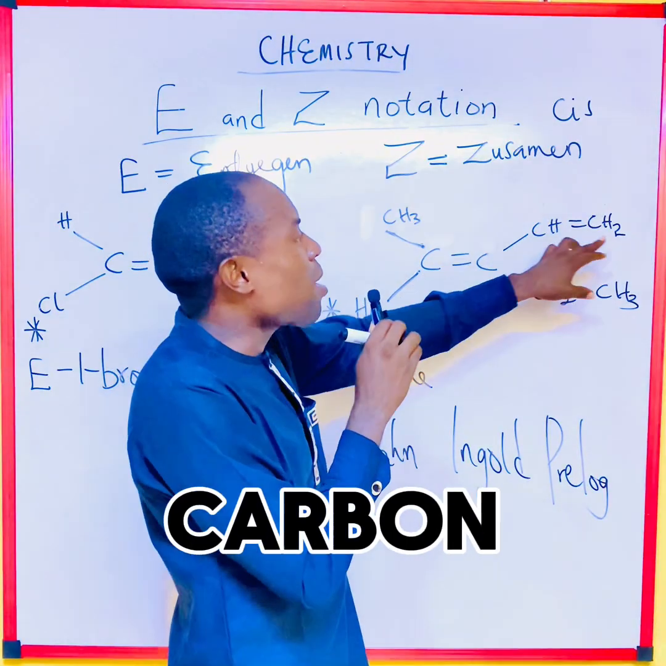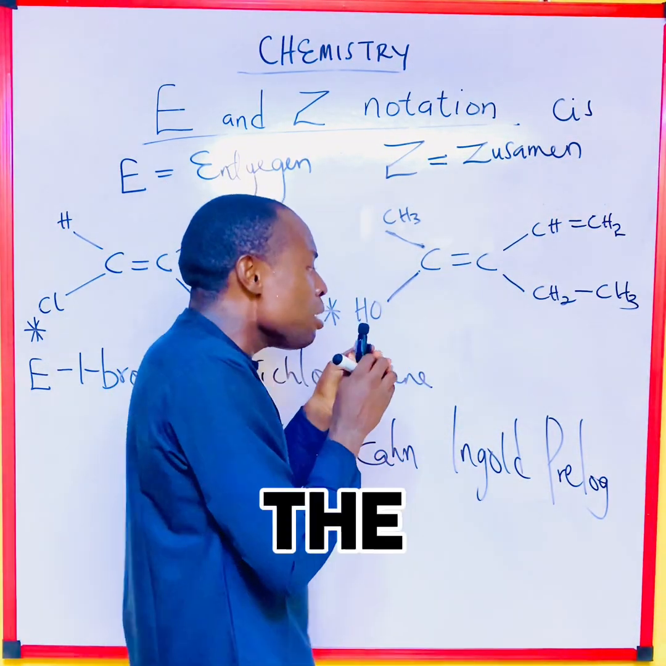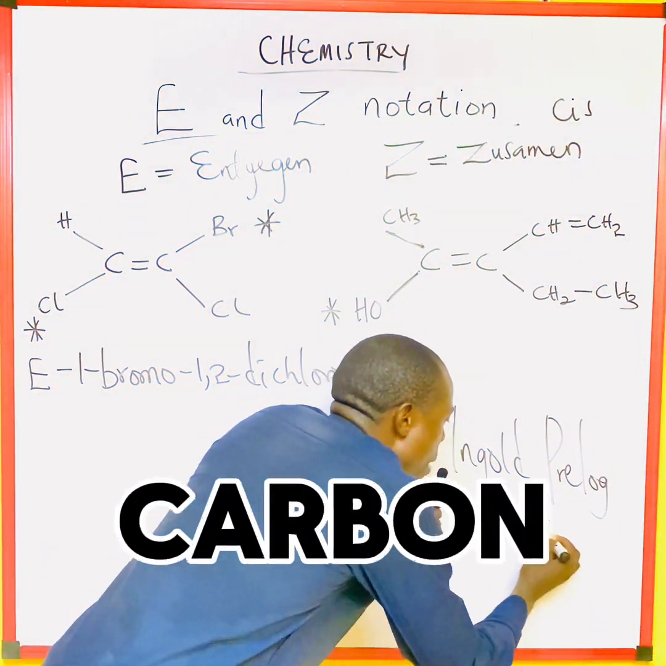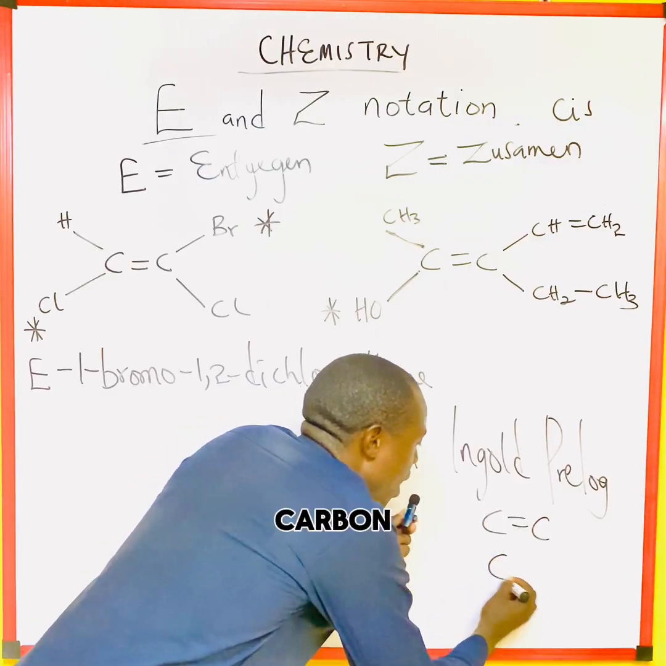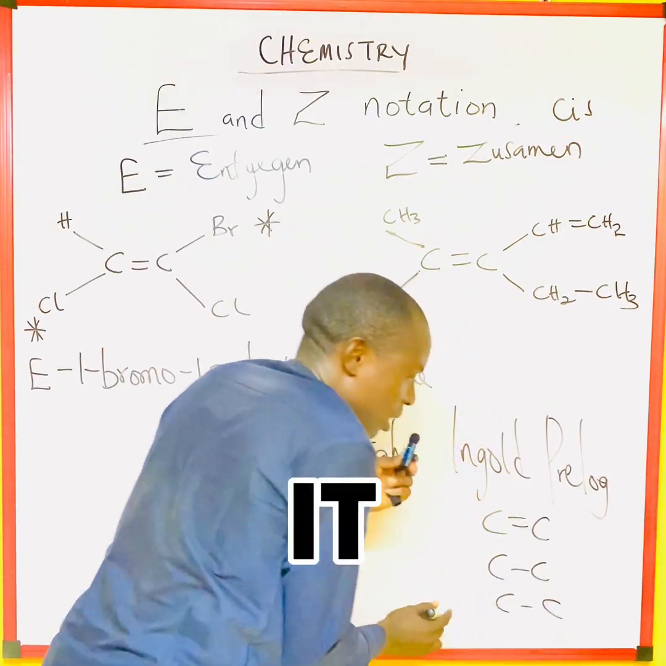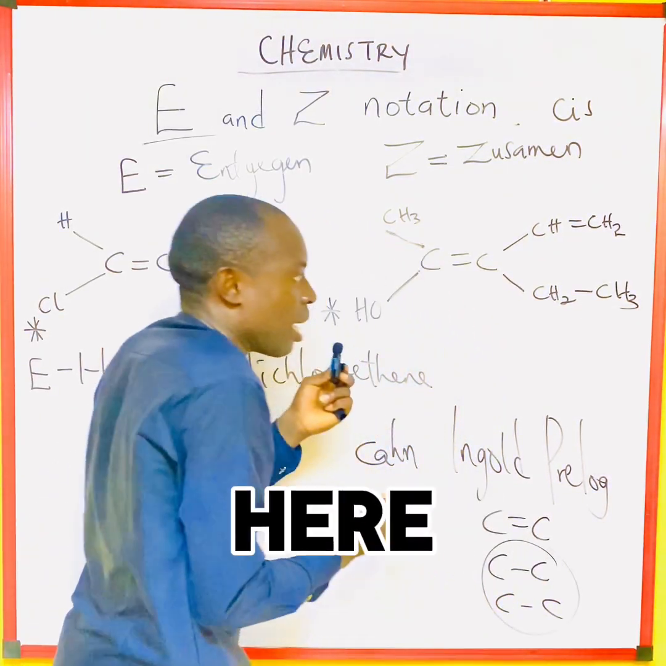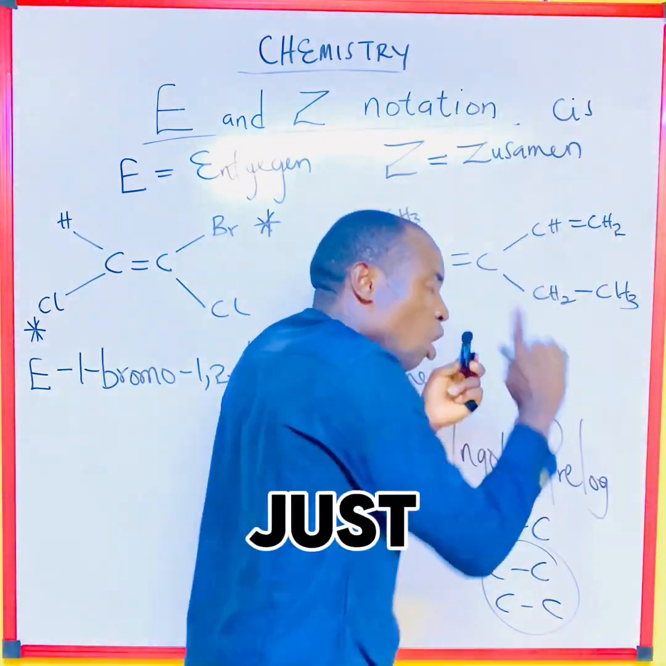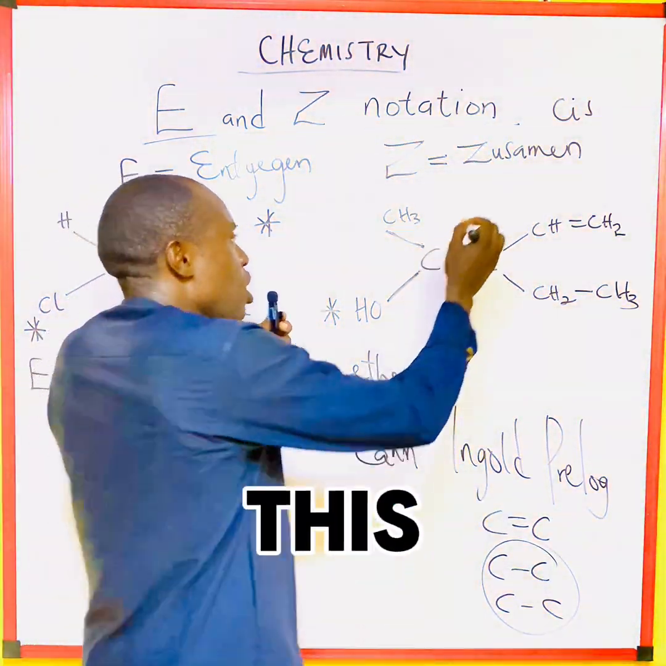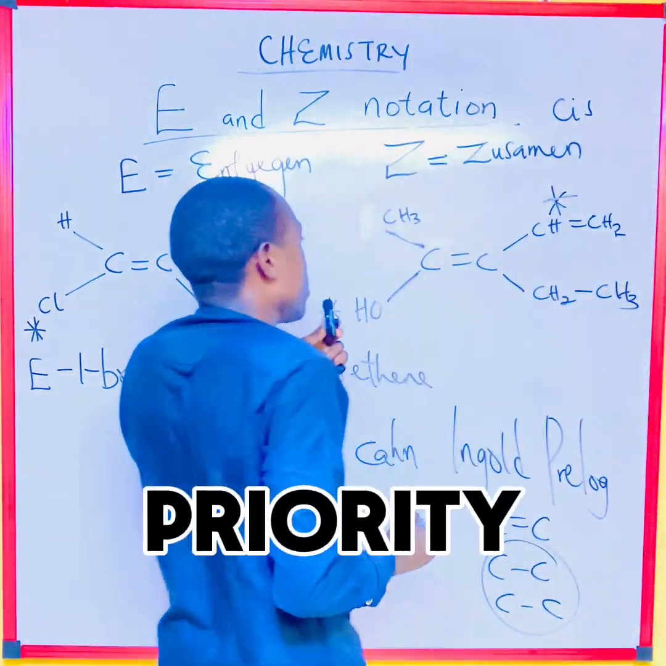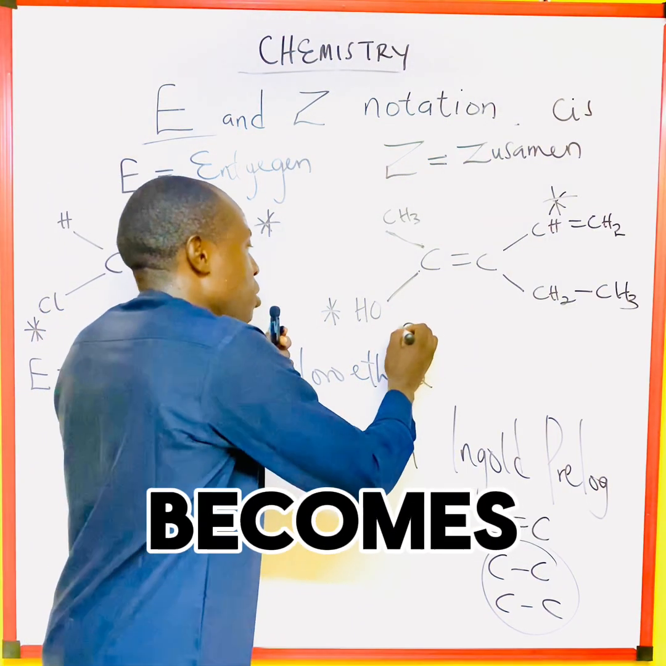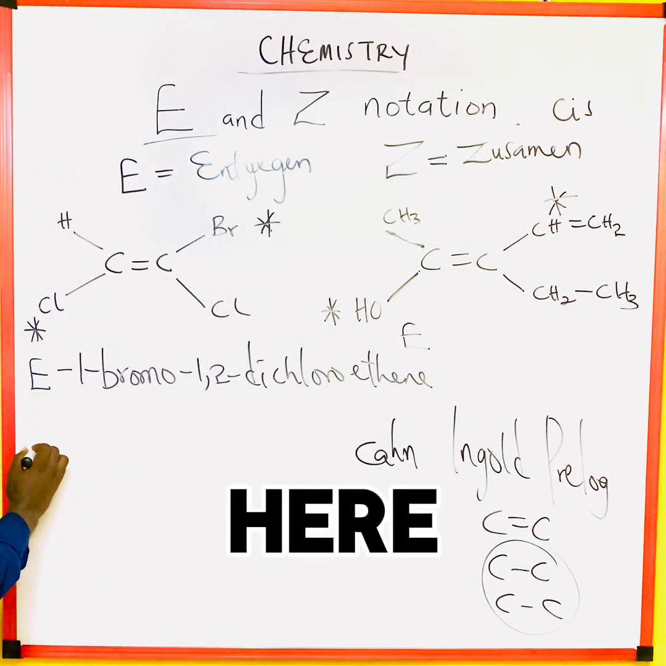You're having a carbon-carbon double bond. Take note that a carbon-carbon double bond is the same thing as saying carbon-carbon, carbon-carbon. You see it now, which has more carbon here. Right? A carbon-carbon single bond is just a carbon-carbon single bond. So this one here is of higher priority. So how do I name it? Here becomes E, right? So if I'm to name it here becomes E.